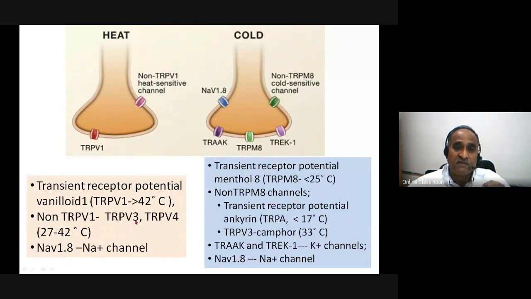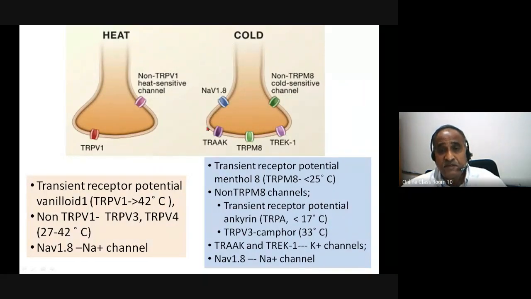Another group is TRPV3, transient receptor potential vanilloid 3 and vanilloid 4, that is TRPV3 and TRPV4 channels. These TRPV3 and V4 channels detect the warmth from 27 degrees Celsius to 42 degrees Celsius. In addition, we have the voltage gated sodium channels. This is NAV 1.8, a sodium channel that is not shown here because this entire thing is studded with the sodium channels. So that means these are all the heat sensitive channels.